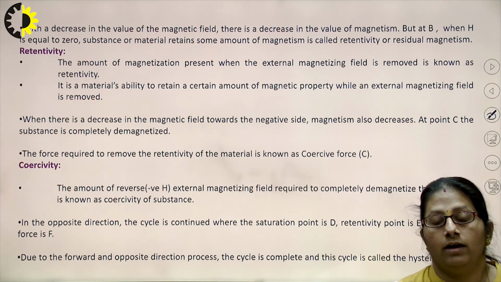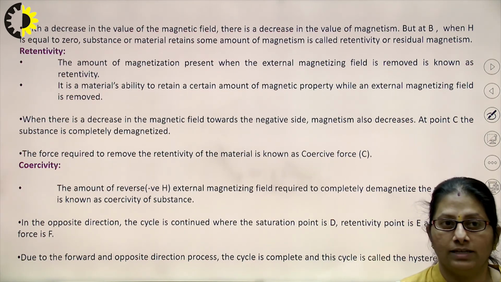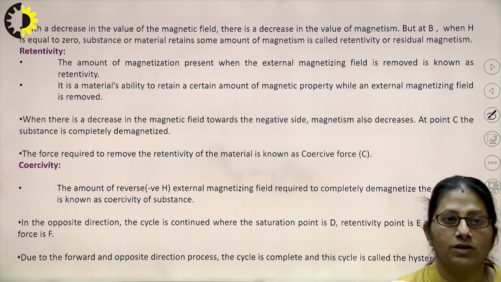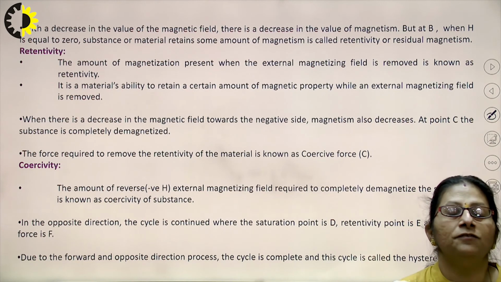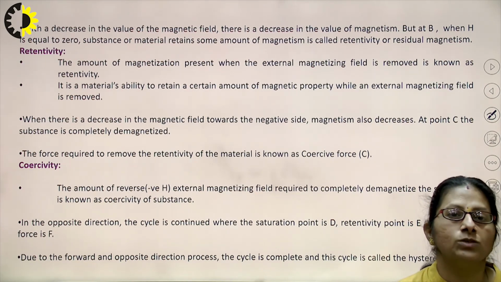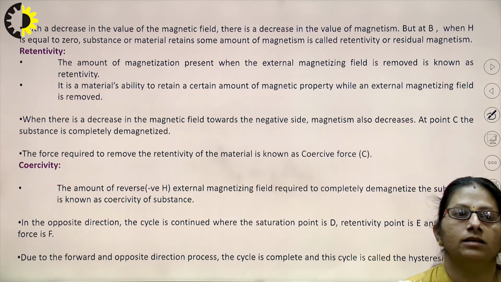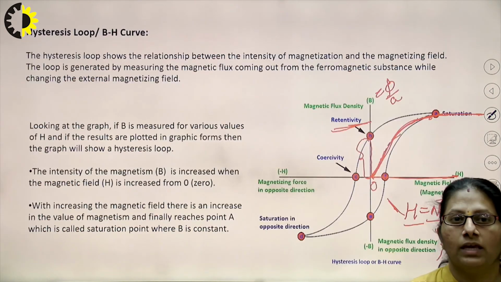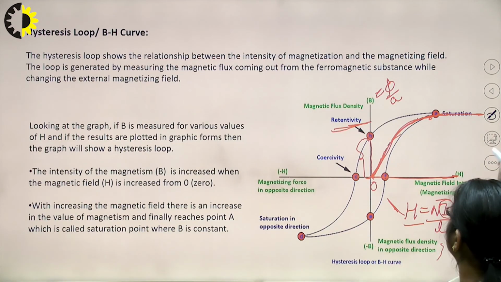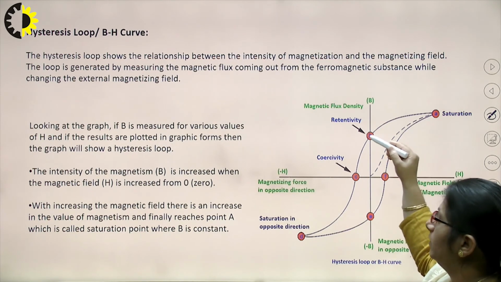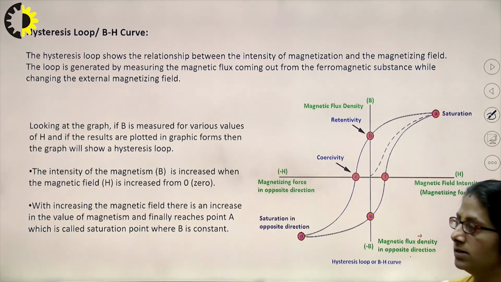How do I define coercivity? That is the property of the material. The amount of reverse, negative magnetizing force which is required to completely demagnetize the substance is known as the coercivity of the substance. In this, at point C, once again we got the retentivity, the residual magnetism.